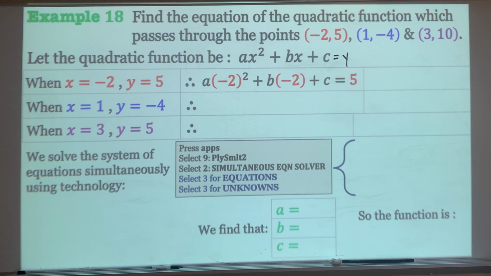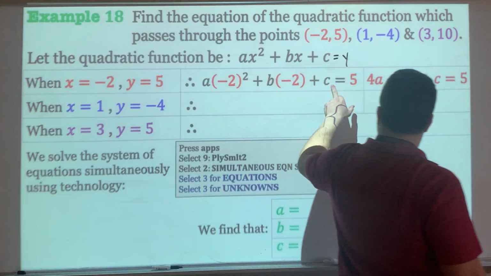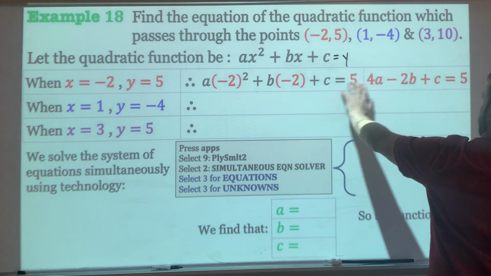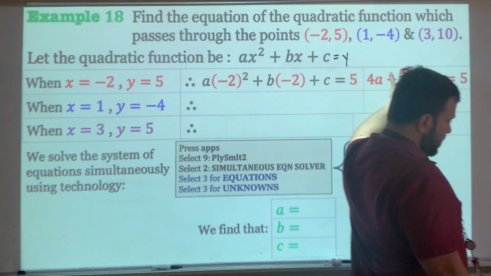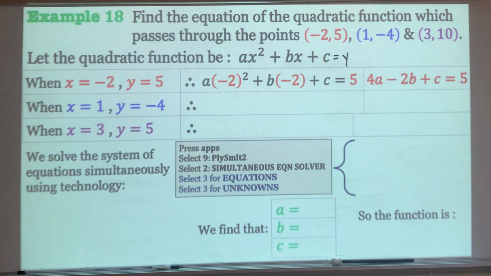What that means is negative 2 squared is 4, 4a minus 2b plus c equals 5. So we use these two things to create an equation. So why don't you guys create the other two equations? Go.